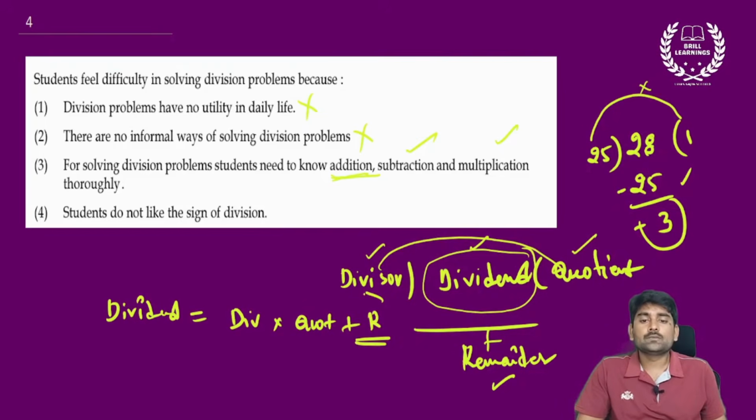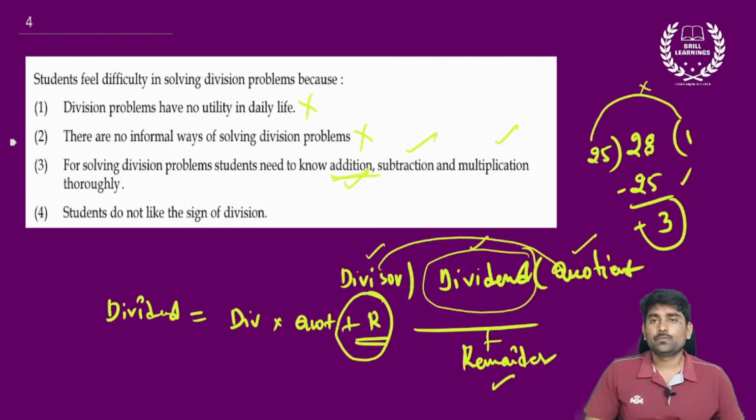In that case, I have added this value here, right? That is why for solving division problems, one must have command and proficiency over addition, subtraction, and multiplication. So this is the right option here. Third one is the right answer. Let's check the fourth option as well. Students do not like the sign of division. It's just a matter of sign only. This sign itself doesn't cause any difficulty in solving the problems. So the third one is the right answer.